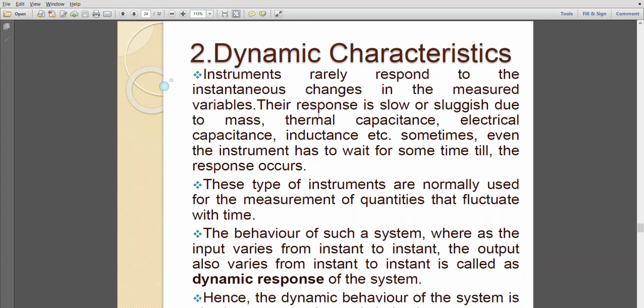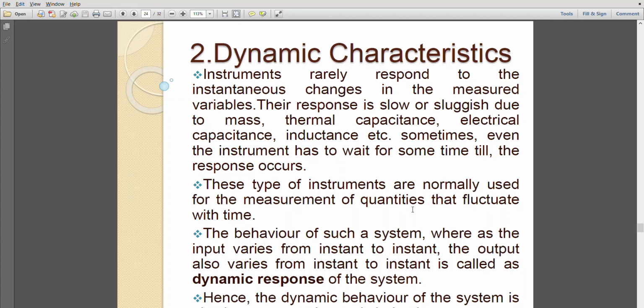So sometimes the instrument has to wait for some time for the output response, because the energy is getting stored, or because there is a delay caused by these energy storing elements. So we use this type of instrument for measurement of quantities that fluctuate with time. In the sense, there are quantities that change rapidly as time increases. So how can you measure?